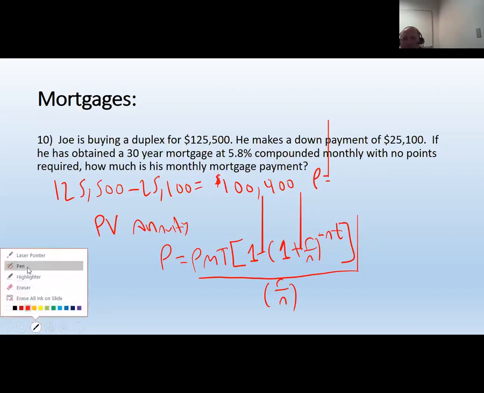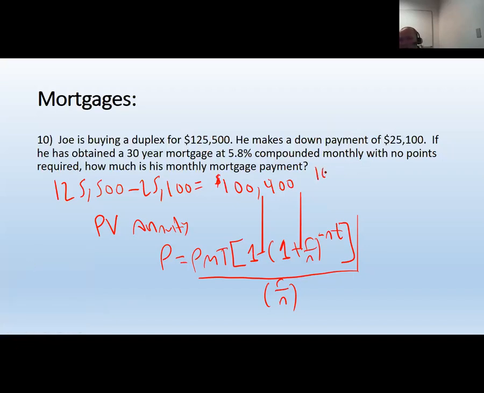P is actually how much is being borrowed. So we're borrowing 100,400. That's going to go in as your P, and it's the PMT, the payment, that's the unknown. So you put in 100,400 equals PMT, which is unknown, bracket 1 minus parentheses 1 plus R, which is 5.8%, which is 0.058 over monthly is 12. This is raised to the negative.